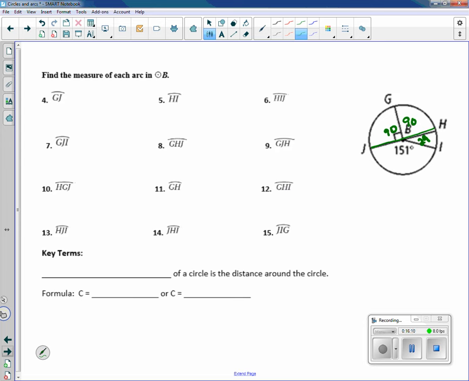I am going to do number 4, number 7, and number 10, and you're going to do the rest. G, J. What is it from G to J? 90 degrees. Beautiful. What about G, J, I? So I'm going from G to J to I. How would I solve that? What would that answer be? How do you get it? I'm adding 90 and 151.